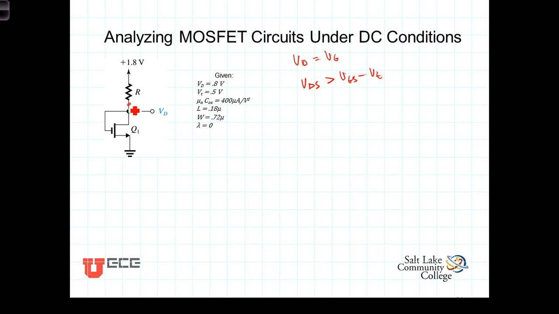And we want to find a value of R such that this voltage here at the drain equals 0.8 volts. By that, again, because the drain and the gate are shorted to each other, we know then that the voltage of the gate, V sub G, is also equal to 0.8 volts, which means then that VGS is equal to 0.8 volts because the source is tied to ground.